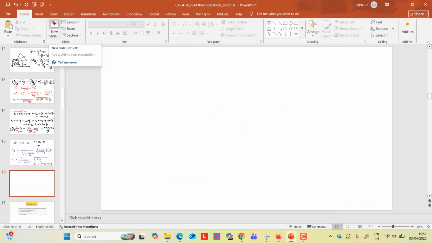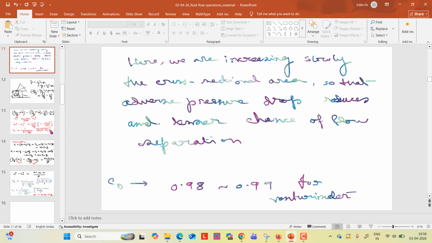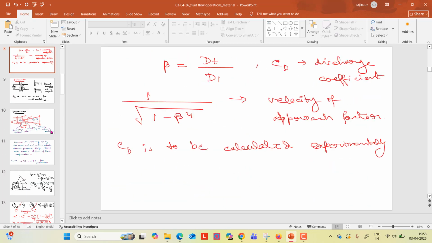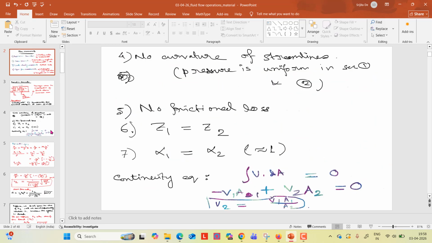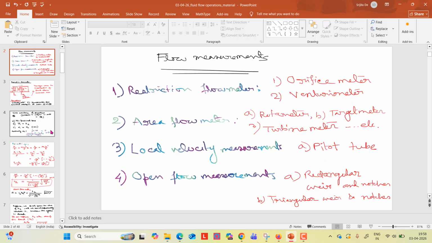Next comes the restriction flow parameter. Next comes the area flow parameter. I will come to that a little later. First, let's solve for the pitot tube. It is the local velocity measurement.